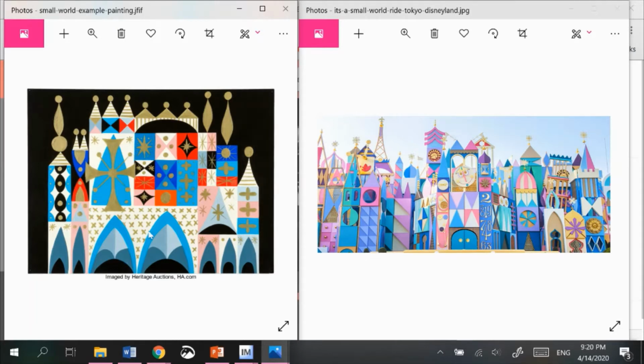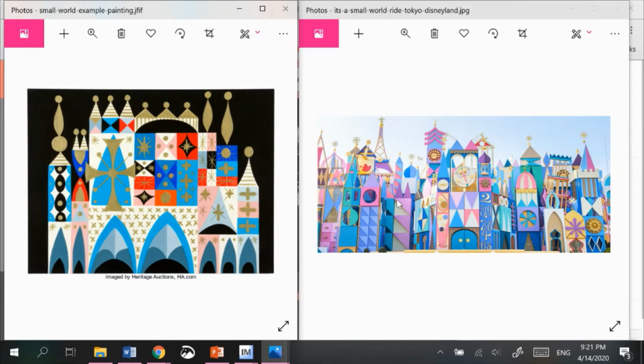For instance, on the left side, on Mary Blair's original artwork, I see crosses, I see X's, I see arches below and above. I see diamonds. I see different sections of colors separated by shapes. So right over here we have triangles, circles. We have some tall peaks of the roofs. We have some short ones like over here.